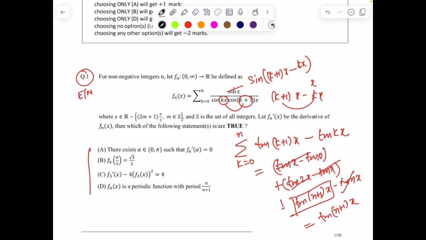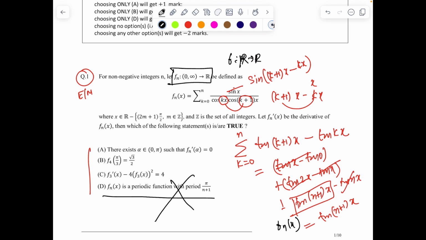Now there are some questions about its existence. Once you know f of nx, which is tan (n plus 1)x, you'll be tempted to tell that the period of this function is pi by n plus 1. But in fact, that's the wrong answer, because usually when we talk about periodicity, we talk about periodicity of f from real to real. Since the function is defined from 0 to infinity to real, it will not be legal to say it's periodic with pi by n plus 1, although the question setter might have that in mind.